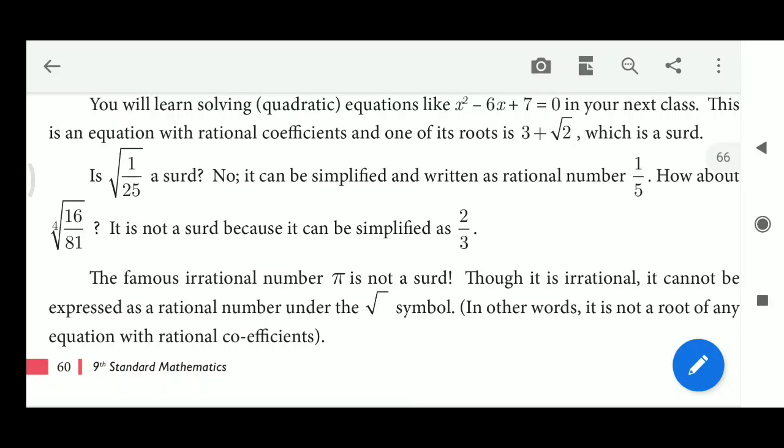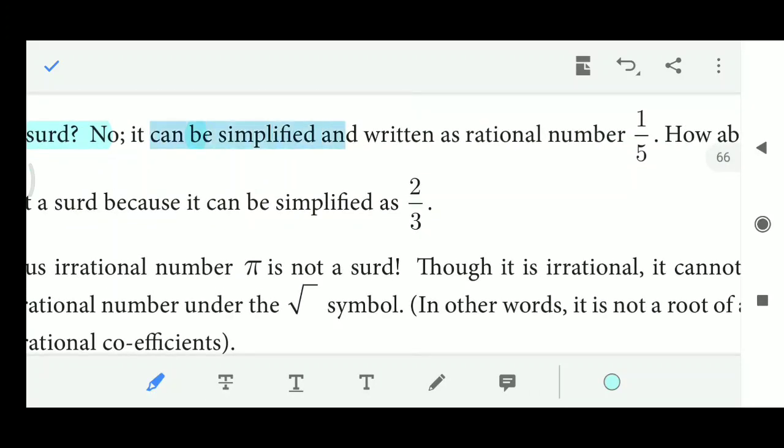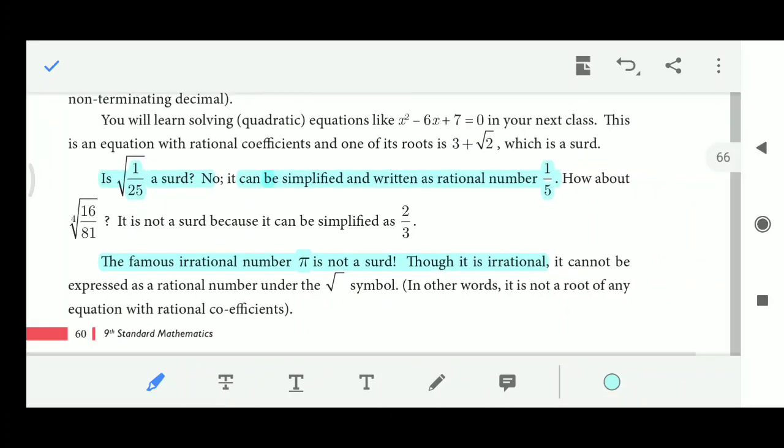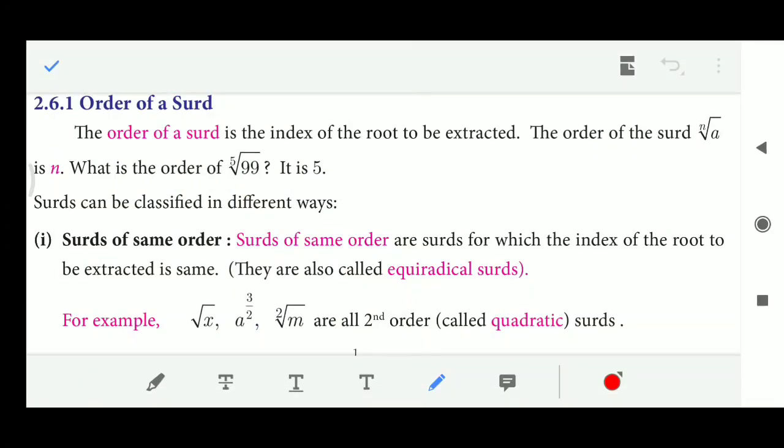Here we will see one more example. Is root of 1 by 25 a surd? No. It can be simplified and written as the rational number 1 by 5. So root of 1 by 25 is not a surd. Like that, the famous irrational number pi is also not a surd. Though it is irrational, it cannot be expressed as a rational number under the square root symbol. In other words, it is not a root of any equation with rational coefficients.